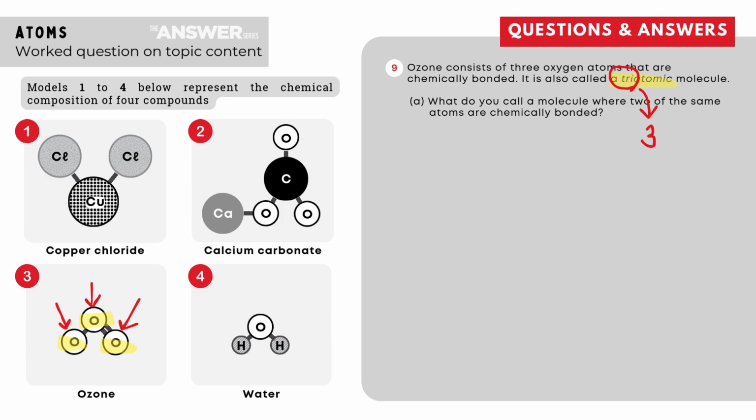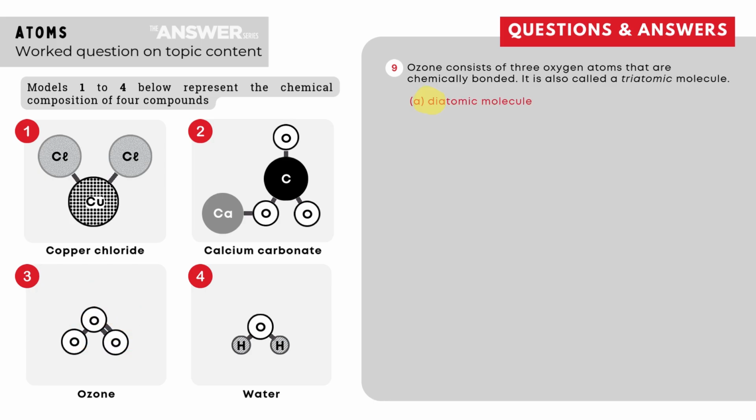And you learned that a molecule that has 2 of the same atoms that are chemically bonded together will be a diatomic molecule, where that di at the beginning means 2 of the same. Question B says that besides oxygen, give us 2 other examples of elements that form the type of molecule you have just mentioned in question 9a. You learned about nitrogen, chlorine, and hydrogen.